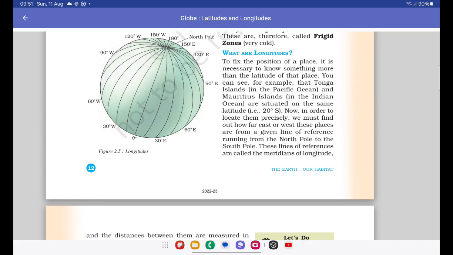What was the maximum angle of the latitudes? It was 90 degrees at the North Pole, right? But in this case, the maximum angle of the longitudes is 180 degrees. So they move 180 degrees towards the west and they move 180 degrees towards the east as well. Okay, like 180 degrees towards east and 180 degrees towards west.